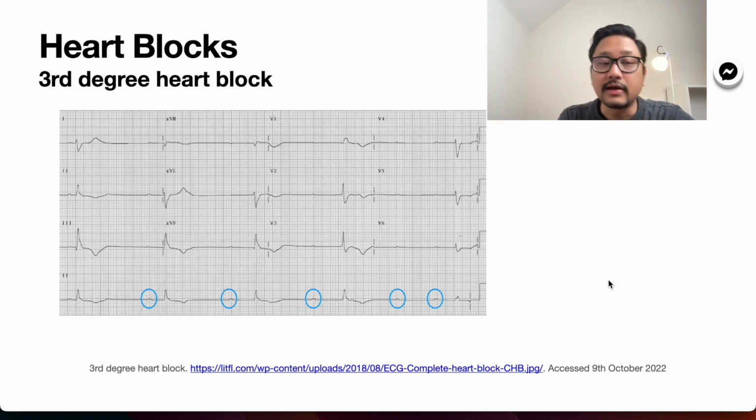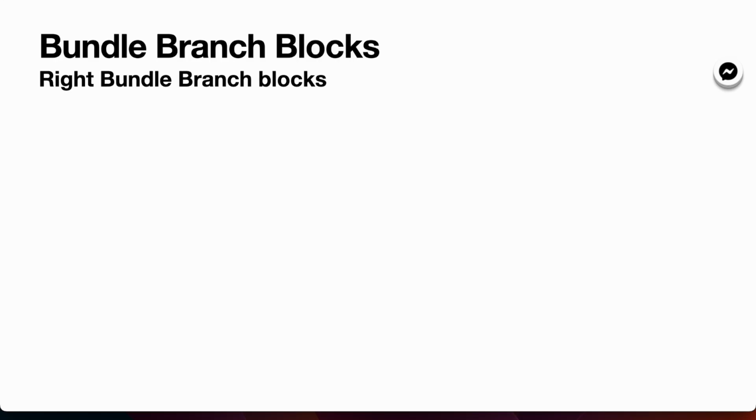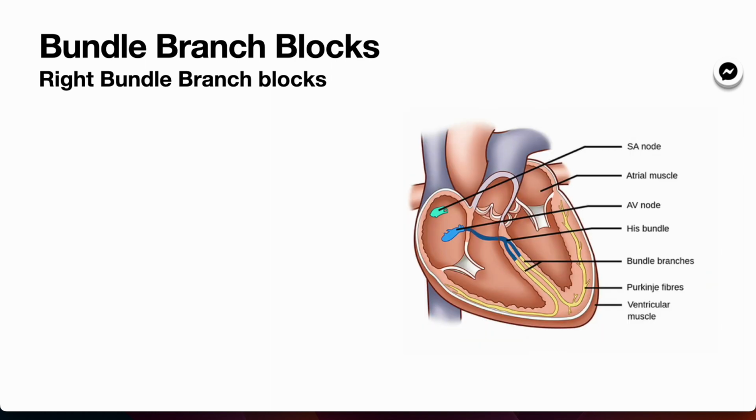Therefore, an artificial pacemaker is required in this scenario. Okay, so let's now move to bundle branch blocks. You have the left bundle and the right bundle, and let's first talk about the right bundle branch blocks. As you can see here, this is the area of the right bundle branch. Usually in right bundle branch blocks, the defect is in the right bundle branch somewhere here.